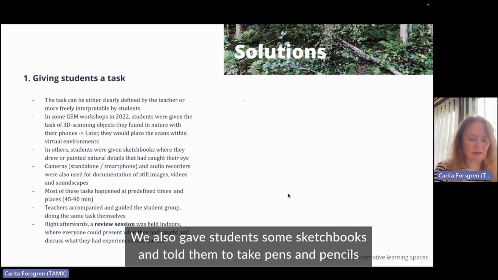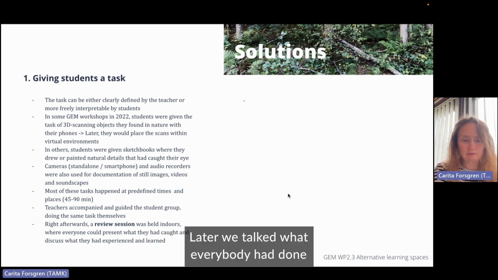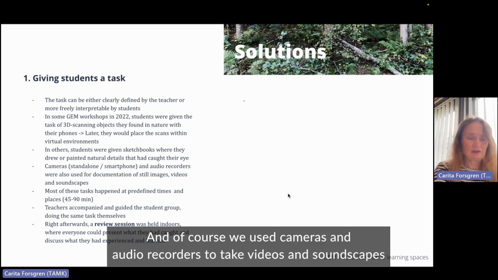What we also did, we gave students some sketchbooks and told them to take pens and pencils with them, and we went to the lakeside and drew things. We drew small details of nature, and later on we talked about what everybody had done. And of course, we used cameras and audio recorders to take videos and soundscapes.